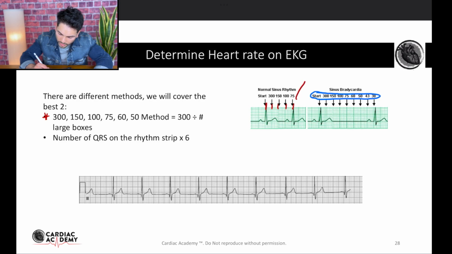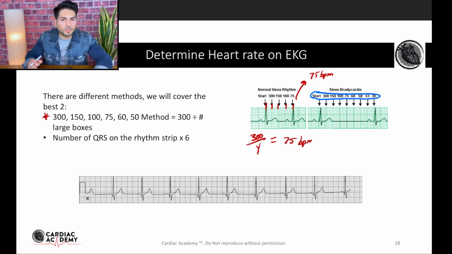So in this case, we have 75 beats per minute. Now, alternatively, what you can do is just take 300 and divide by the number of big boxes. So in this case it's 4 big boxes, and that equals 75 beats per minute. So you end up with the same result. Now, I like just memorizing these numbers and counting. I think it's quicker, but some people are good at math and they can make the division in their mind. So you can choose either way.